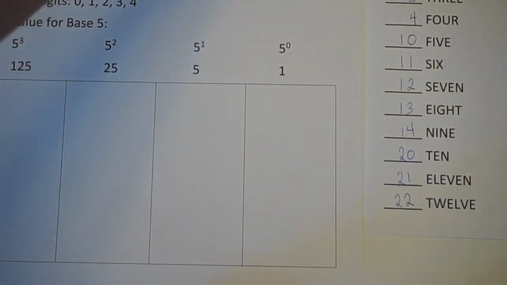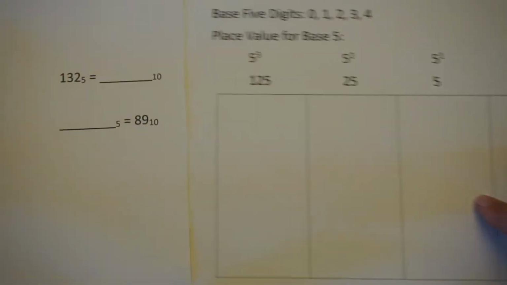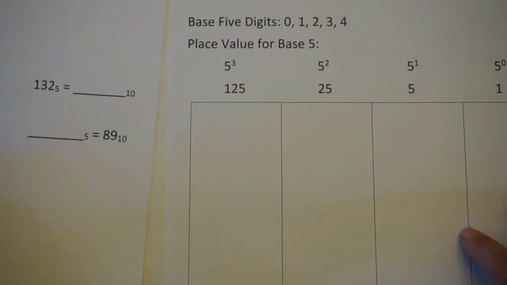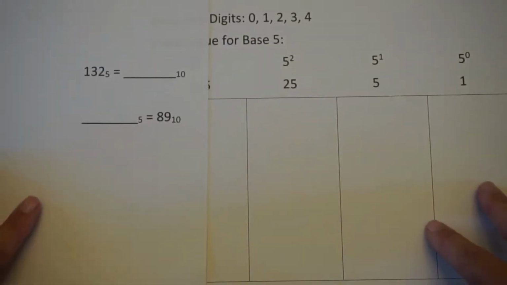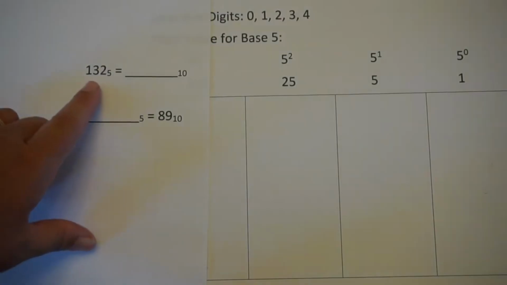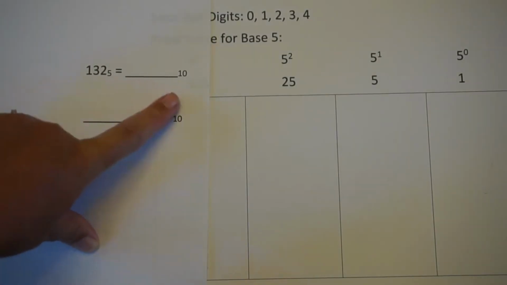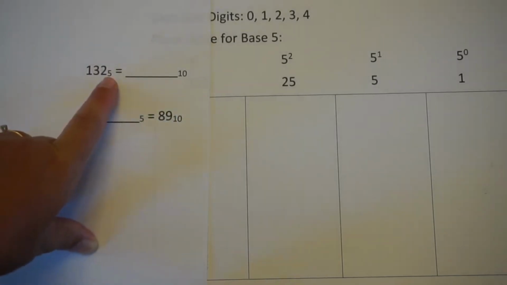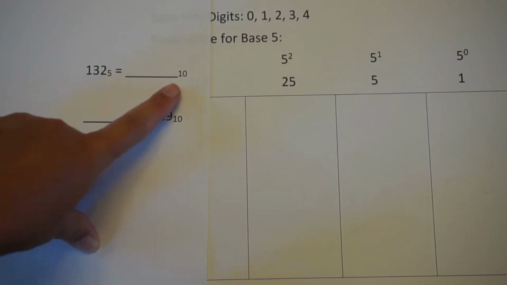Moving on from counting to conversions, let's take a quick look. Let's say you are asked to take 132 in base 5 and turn it into a base 10 number. That's what those subscripts mean: this is the base that number is in, and I want you to turn it into a number in this base.